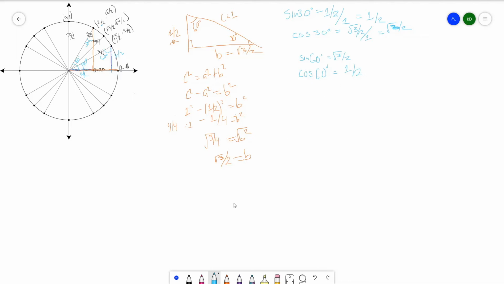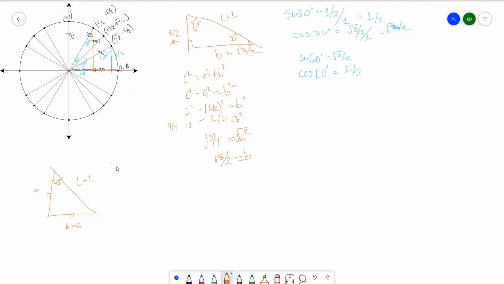Now, what about 45 degrees? What does my triangle at 45 degrees look like? At 45 degrees, my two sides are equal to each other. So angle A and angle B are equal to each other, and C is equal to 1. So I could rewrite the Pythagorean theorem for the triangle for the angle of 45.